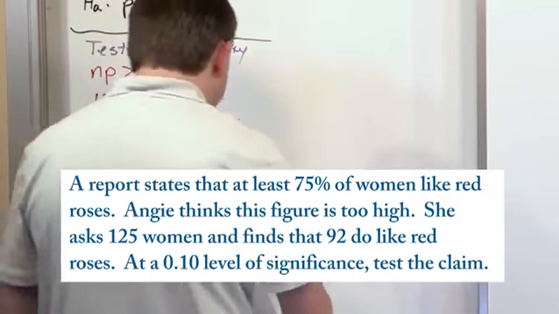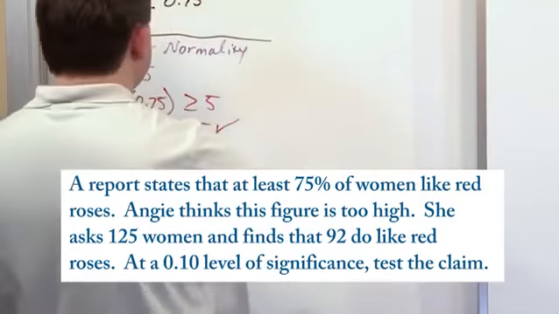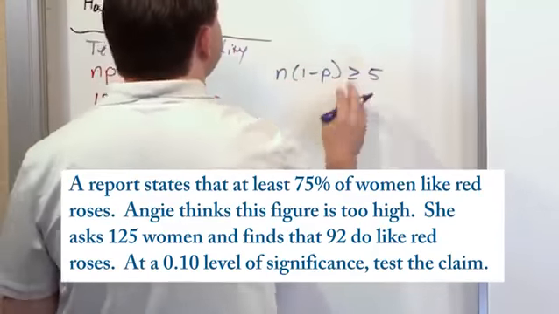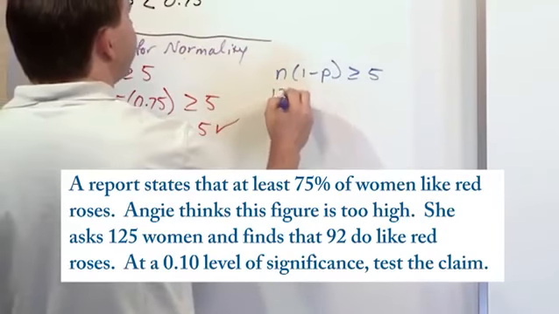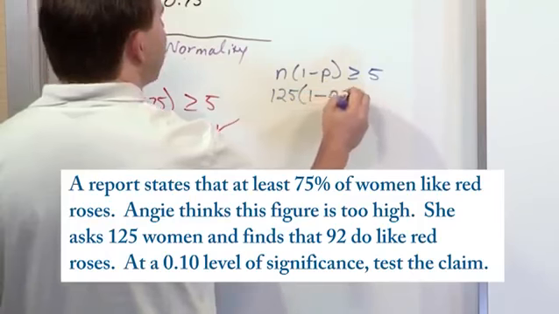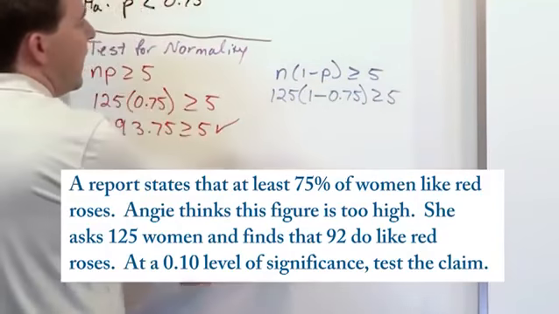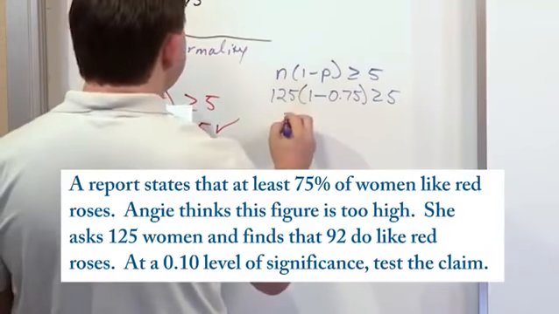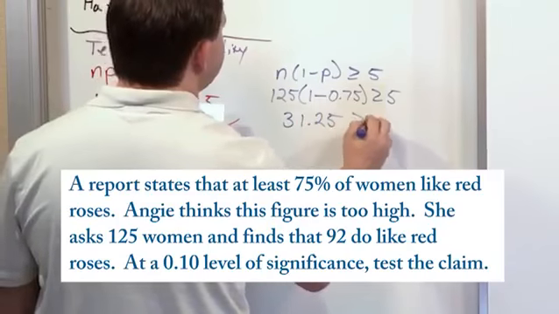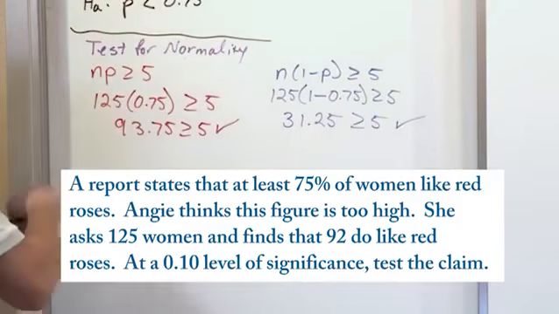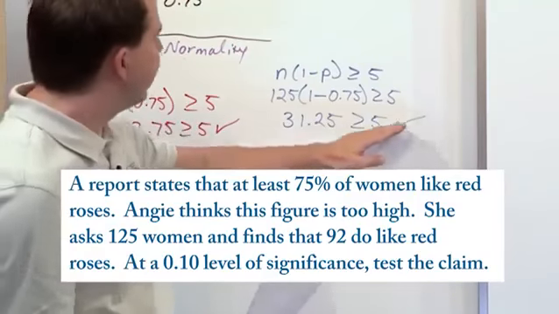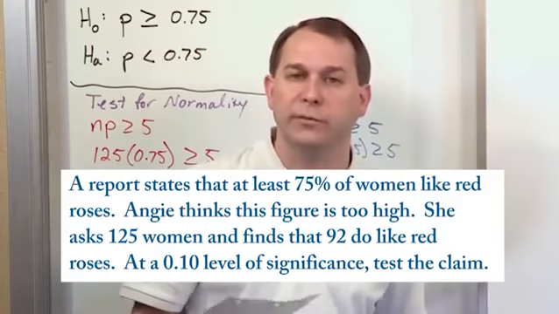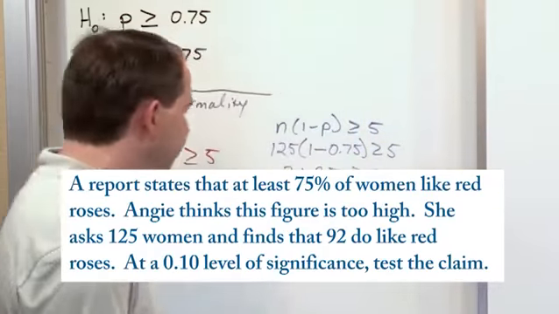Now the other test that we have to pass, both of them, to be able to use the normal distribution is n times 1 minus p greater than or equal to 5. So in this case, we asked 125 women, 1 minus p, which is 0.75, greater than or equal to 5. All right, so 1 minus 0.75 is 0.25. When you multiply that by 125, you get 31.25, and that is greater than or equal to 5. So that is verified as well. So they're both in the clear, and since they both pass, it simply means that our sample size is large enough that we can use a normal distribution for this problem. So that's what we're going to do.